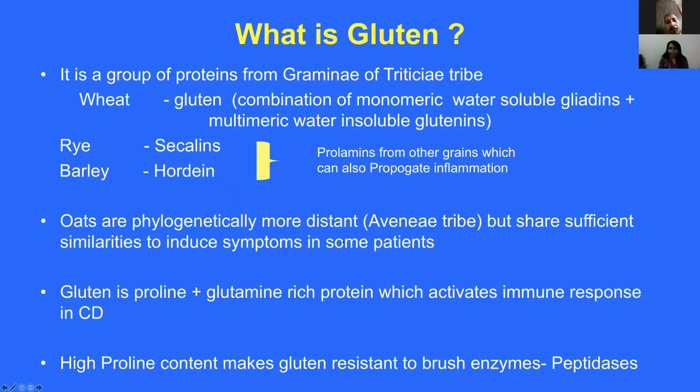Oats, although phylogenetically more distant, share some similarities which can induce symptoms in some patients. So gluten is basically proline and glutamine rich proteins, which activate the immune response in celiac disease. The high proline content makes the gluten resistant to the brush border enzymes, that is peptidases. As this component is not metabolized by peptidases, a lot of gluten comes as a load to the small intestine, leading to injury to the intestinal mucosa. I will be telling how the intestinal mucosa is damaged by the presence of gluten.